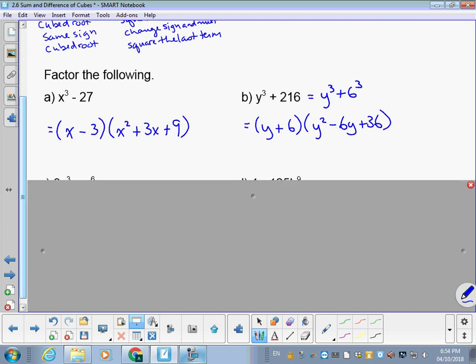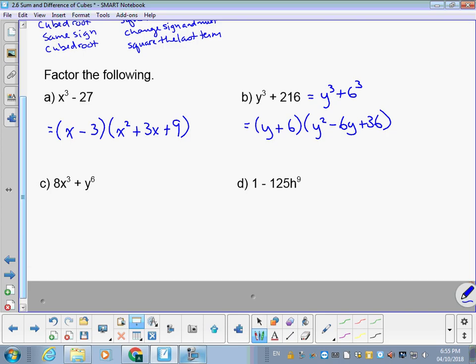We can throw in a couple variations. 8x cubed plus y to the 6th. Part A, x cubed minus 27. I hope you didn't really have to think about what was going on, but if you had to, it was literally x cubed minus 3 cubed. And we kind of wrote that in part B because you weren't that familiar with 216. But notice that those little pieces in brackets are what show up in your first factor. So think about what is being cubed to get each of these.